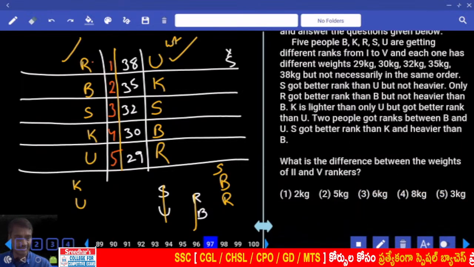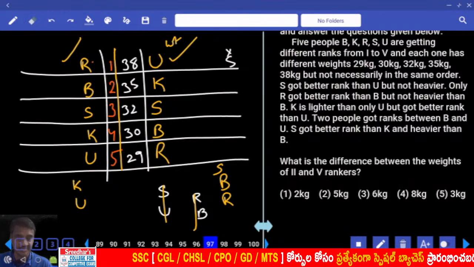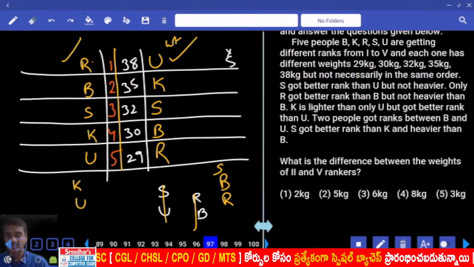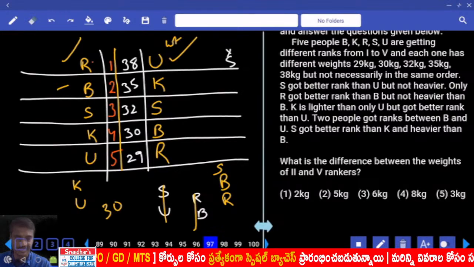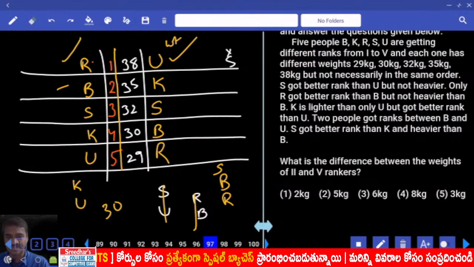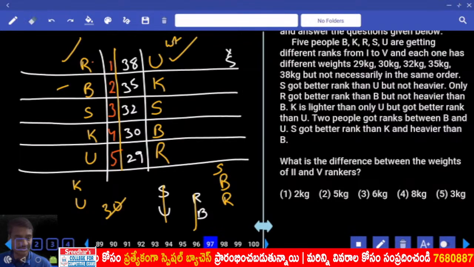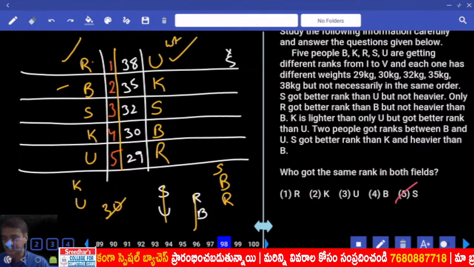And what is the difference between the weights of the second and the fifth ranker? Now second ranker, who is the second ranker? B. And B's weight is 30. And the fifth ranker is U. U's weight is 38. Now the difference is how much? 8. 8, choice 4, 97.